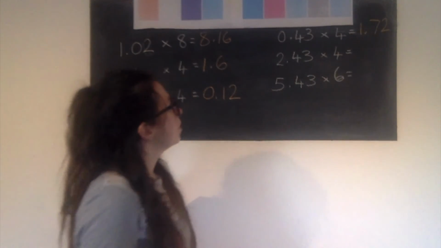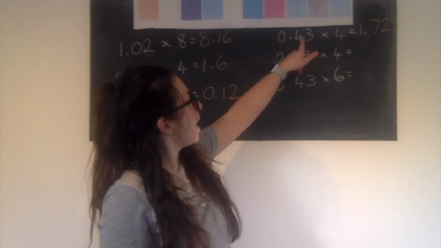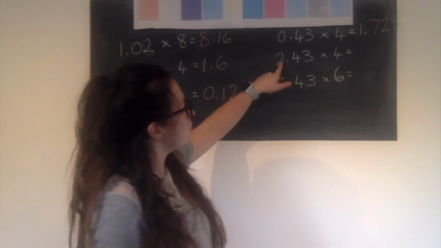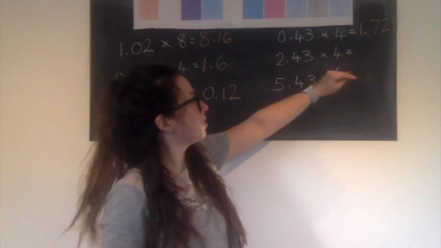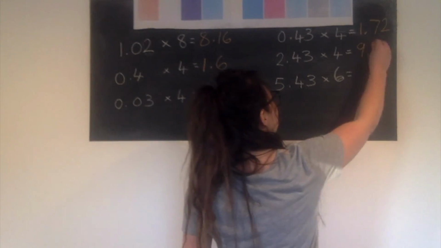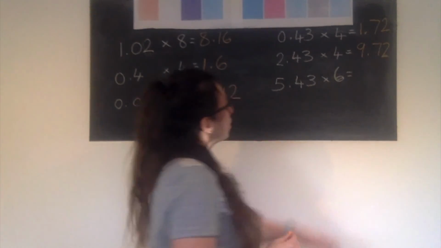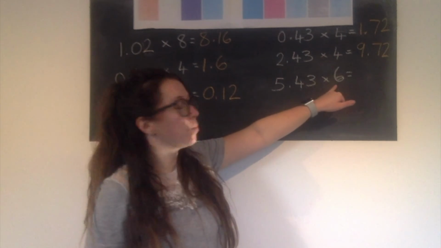The next one, you could do it in a slightly different way. This time you've got 2 wholes and 43 hundredths. So we could do, well, 4 times 2 gives us 8. 4.3 times 4 we know is 1.72. So we could add those together. So it would give us 9.72.